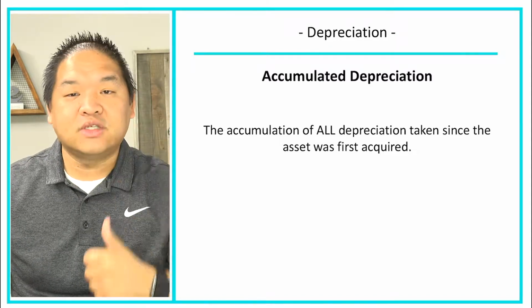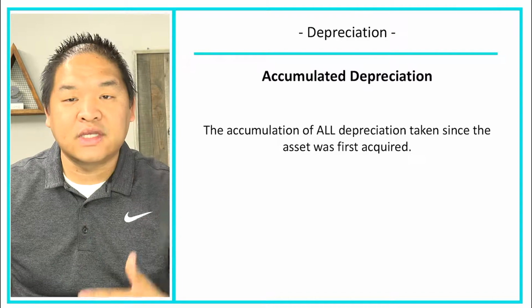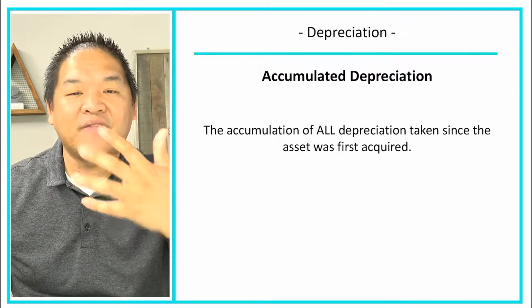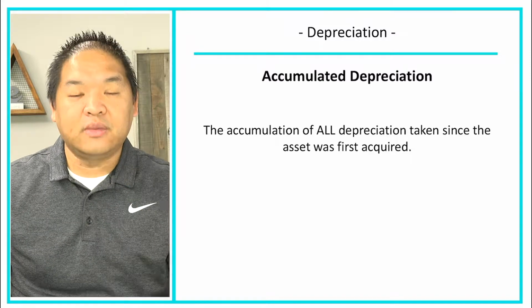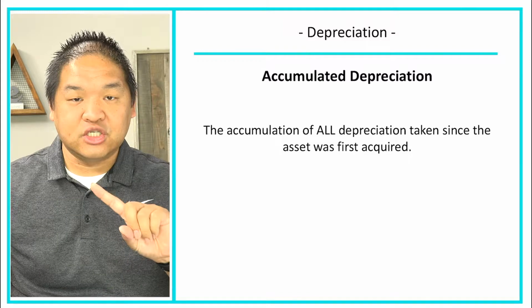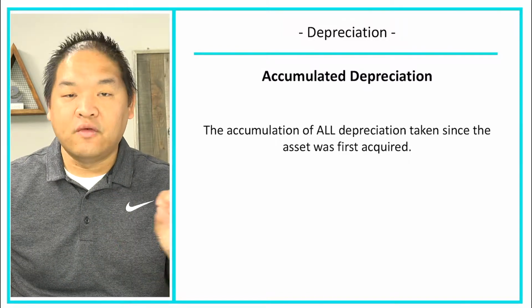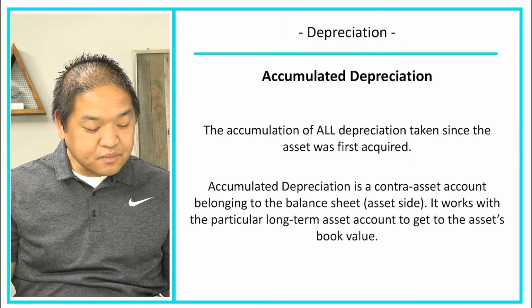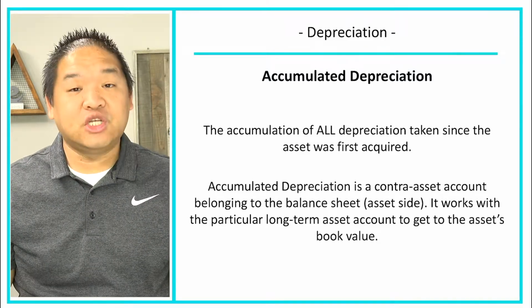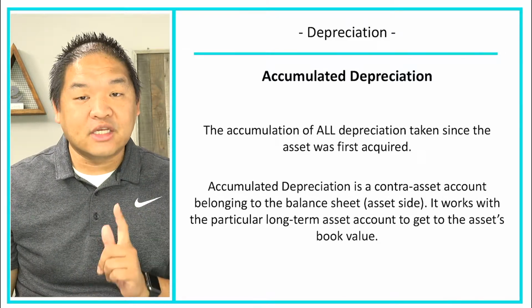So year 1, we took a depreciation of $1,000. Year 2 is another $1,000. Year 3 is another $1,000, and so on and so on. So that was $5,000, and the accumulated depreciation would stand at $5,000, the accumulation of all the depreciation over its useful life, or since the asset was acquired. All right, accumulated depreciation is a contra asset. That's a new term for you.